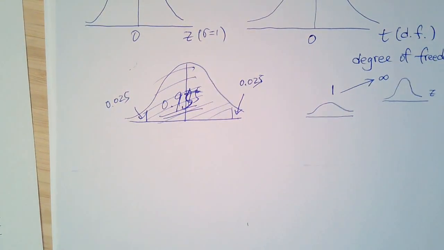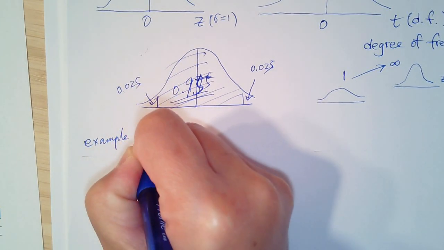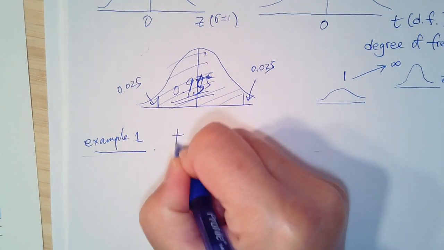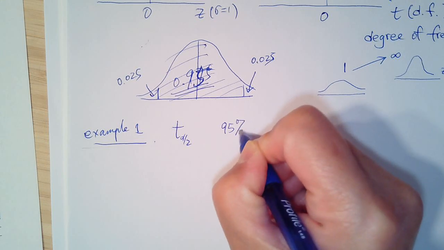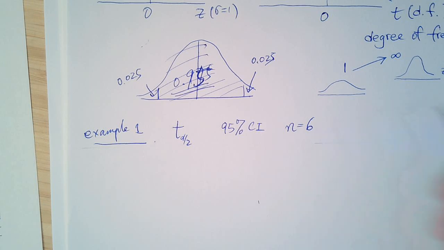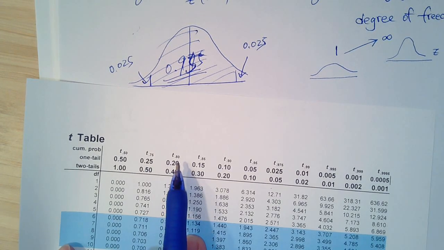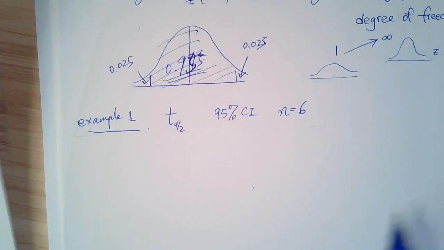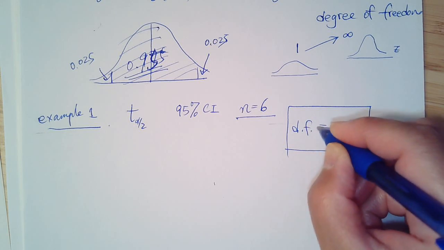All right, now let me ask you a quick question. Example 1. Can you find t alpha over 2 when it's a 95% confidence level for n equals 6? Can you find it? This note is a little different than this note, so you will find out what's going on later, okay? So don't worry. And here, let me tell you one important formula: the degree of freedom equals n minus 1.